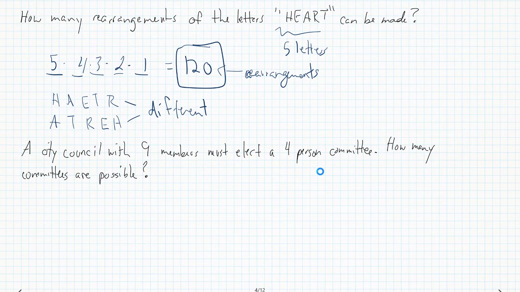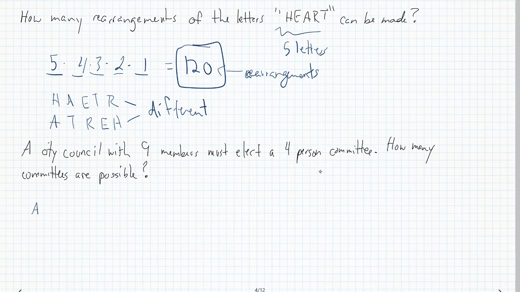So we have a city council with 9 members, must elect a 4-person committee. How many committees are possible? So the real thing here, notice we can't have repeats on our members, so we aren't talking just multiplication principle, we're talking either permutation or combination. So let's take a look.